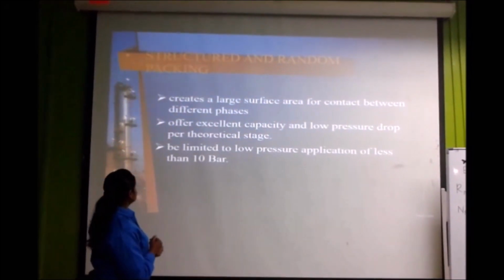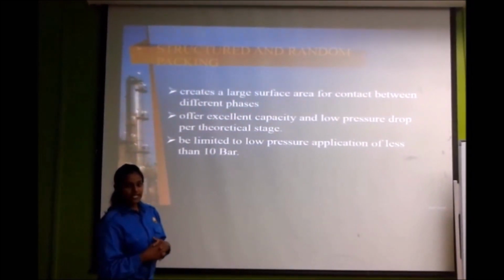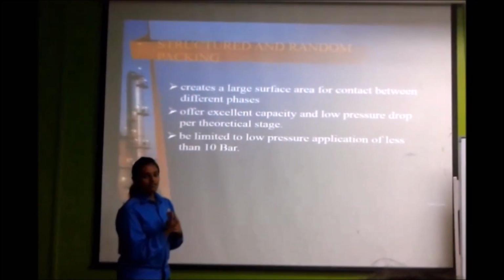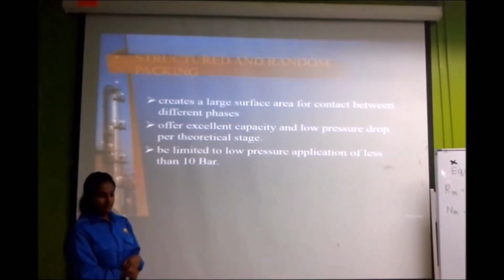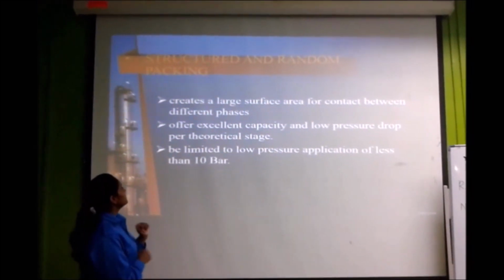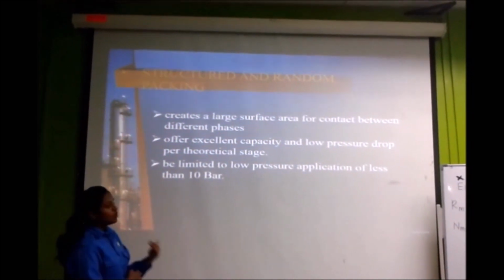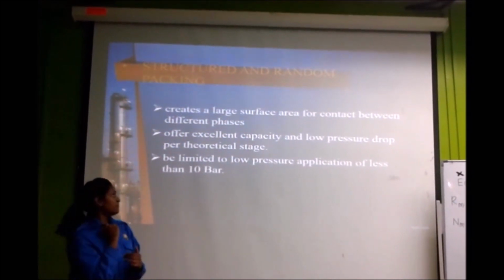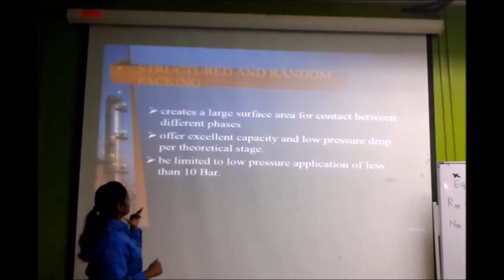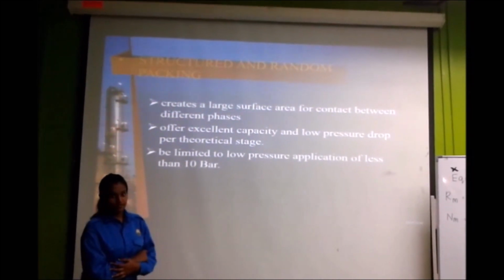The fourth factor is the structured and random packing. Structured packing typically consists of corrugated metal plates. It creates a large surface area for contact between different phases, and next it offers excellent capacity and low pressure drop. It will decrease the pressure drop per theoretical stage. It will be limited to low pressure applications of less than 10 bar of pressure.